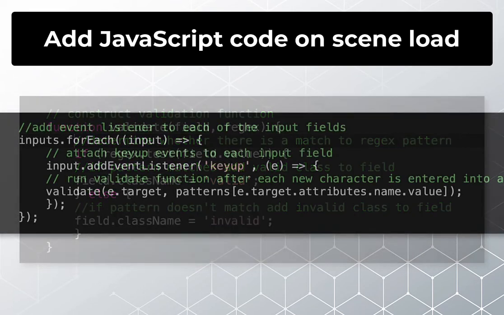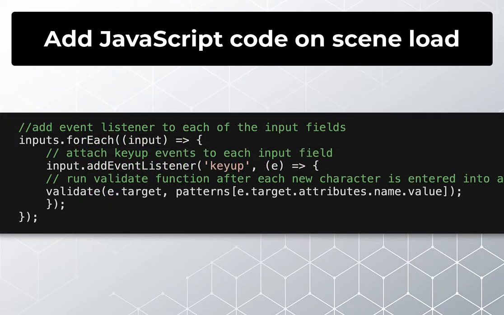Finally, I've added a series of event listeners. One for each input field. That code looks like this. These event listeners listen for key-up events from each input field, and when it detects one, it runs the validate function. Consequently, this function is run after each new keystroke, and this works to give the user immediate feedback by changing the border color of the corresponding input field.